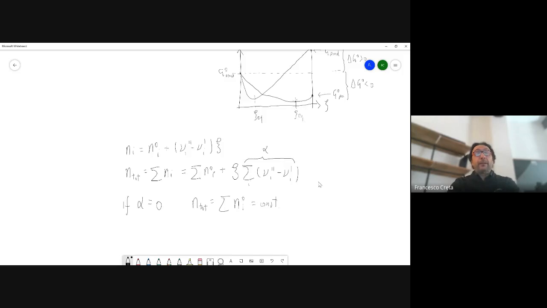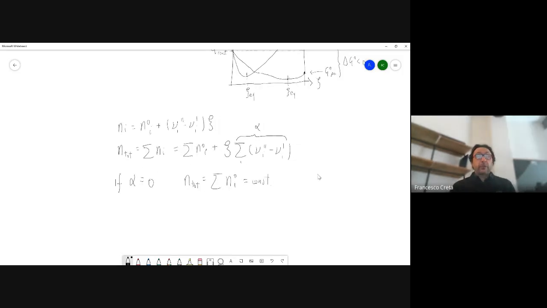Now, if alpha is 0, this summation of the difference of the stoichiometric coefficients is 0, then clearly the total number of moles remains constant, okay? So that means essentially that the reaction occurs at constant number of moles. Whatever happens, if it shifts more to the right or to the left, the overall number of moles stays constant. And that's physically a rather important thing to say.